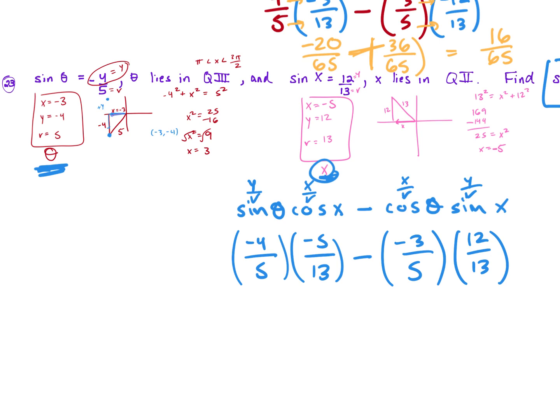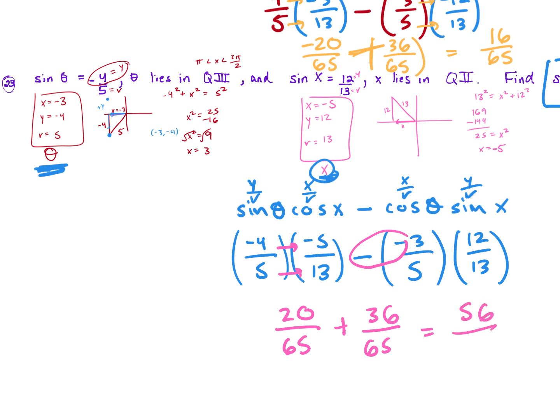Now we multiply and subtract. So multiply straight across. -4 times -5 is 20. 5 times 13 is 65. Here we have a negative and a negative, so it's going to become a plus. 3 times 12 is 36. Over 5 times 13 is 65. So 20 plus 36 is 56 over 65.